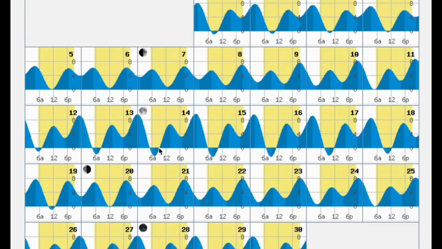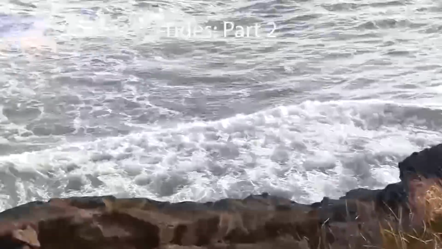And then half a day later, when the secondary bulge is passing, by my model, I would expect the highest high tide at that point, but we get a high tide that's not really that high at all. So something's not quite right about that model. And we will see in part 2 that there are a lot more complicating factors.